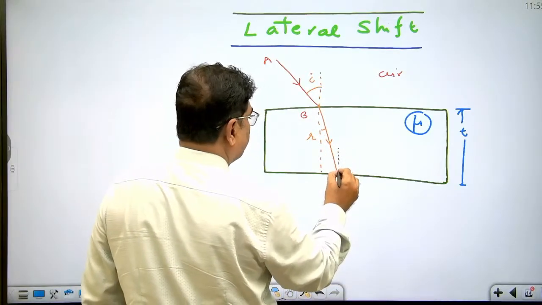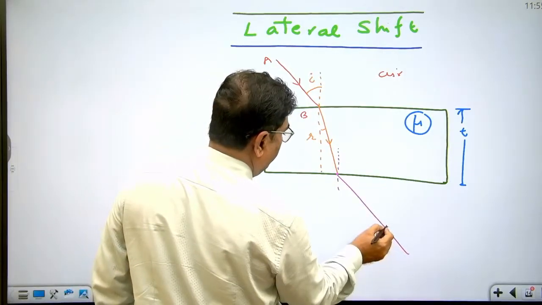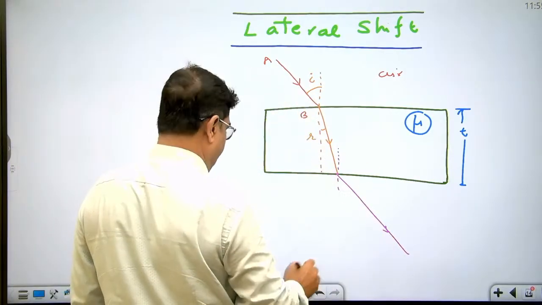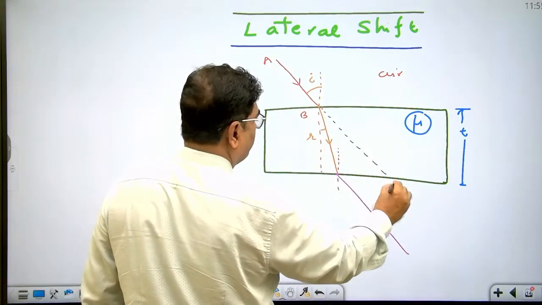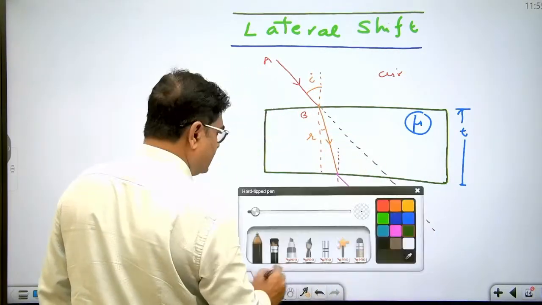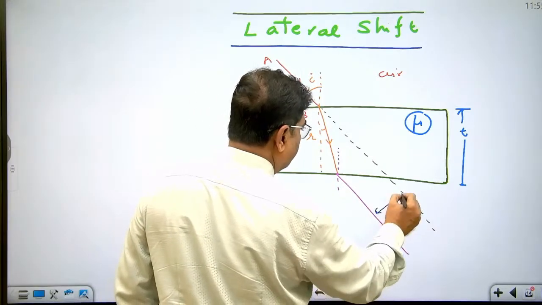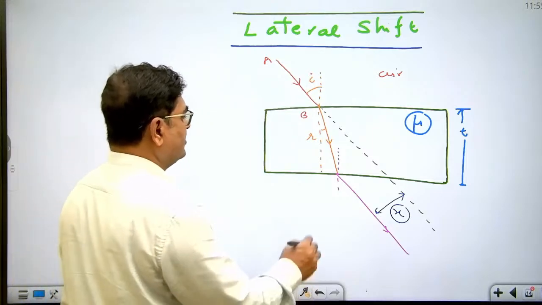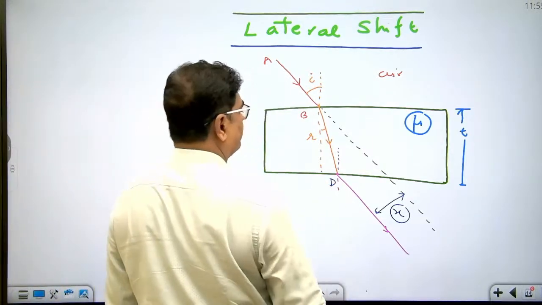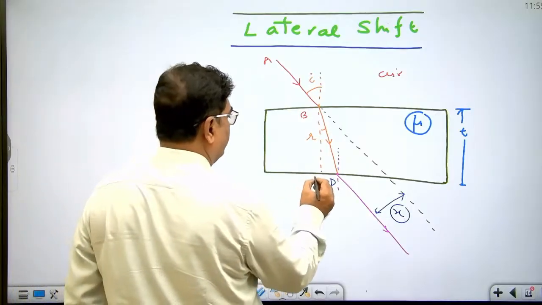And since the light ray is again moving from denser medium to rarer medium, it will again be parallel to the incident ray. Had this slab not been here, the light ray would have been moving in a straight line. Because of the presence of this slab, the light ray has shifted backward by this distance x. This x is called lateral shift. Let us assume this point is D. Now we have to determine this lateral shift x. Let us assume this point is E.